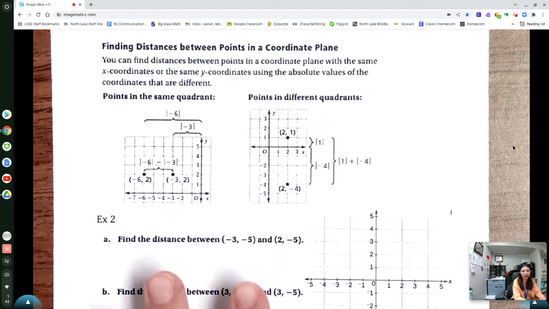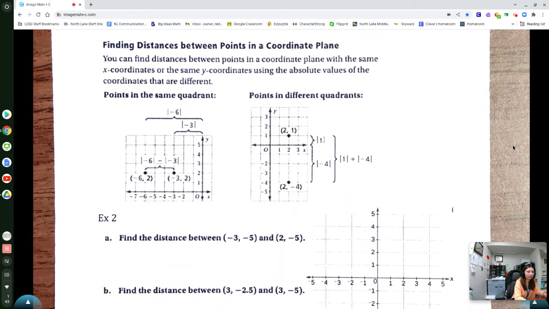Next, we're going to talk about how to find the distances between points in a coordinate plane. Of course, you can graph them and count the distance that way, but what if you don't have a graph in front of you? You can find distances between points in a coordinate plane with the same x coordinates or the same y coordinates. So this only works if your points have at least one of the values in common, if their x's are the same or their y's are the same.